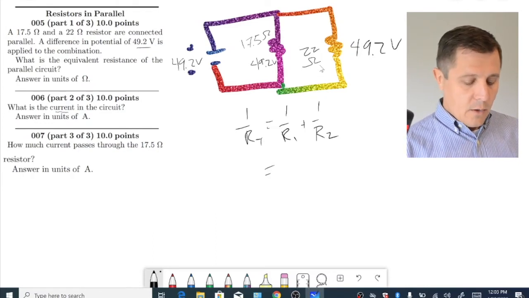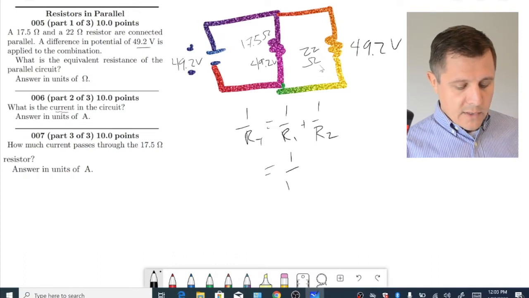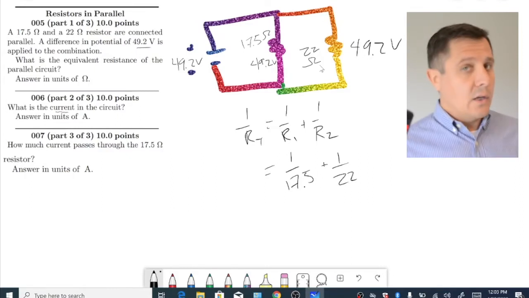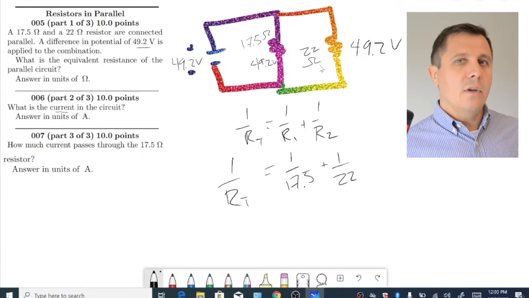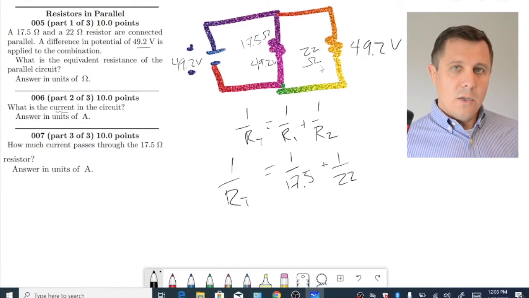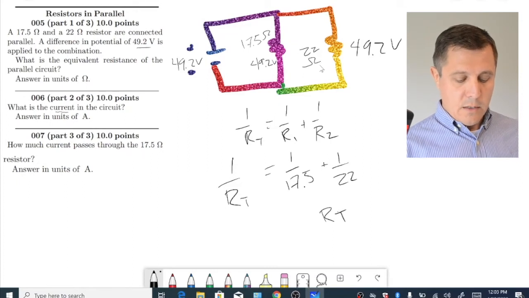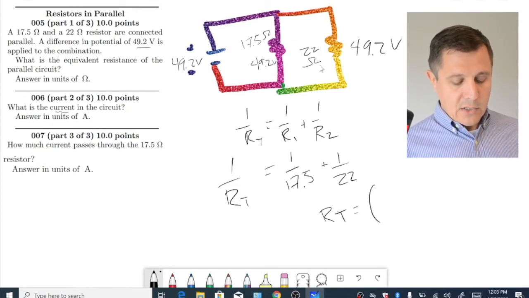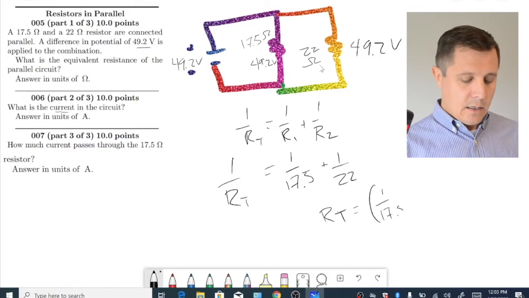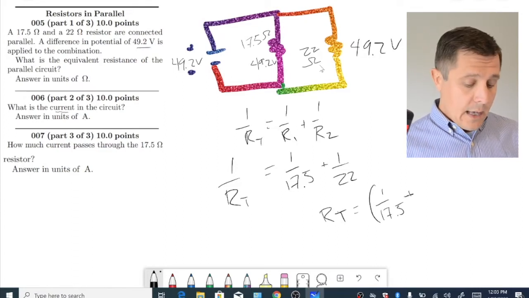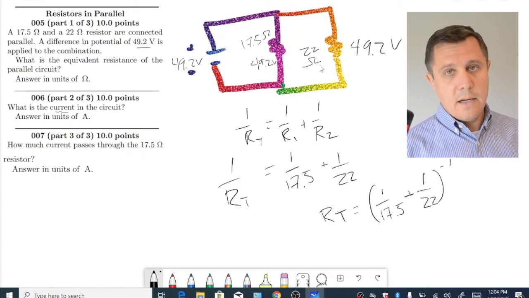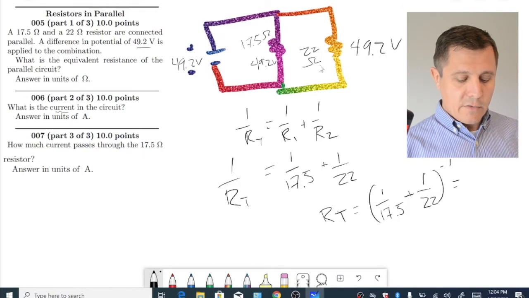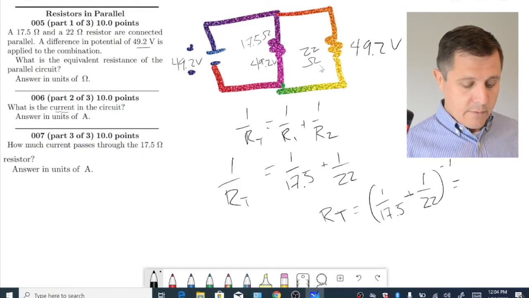All right, so we have 1 over 17.5 plus 1 over 22. Now we could do lowest common denominator, which would be a huge pain, and we don't want to do that, but we have good calculators, so we can cheat. We can just start with parentheses and do the fractions inside. So I open parentheses in my calculator and do 1 over 17.5, and then 1 over 22. I close parentheses and put to the -1. That will get me the right answer for the equivalent or total resistance of the whole circuit.